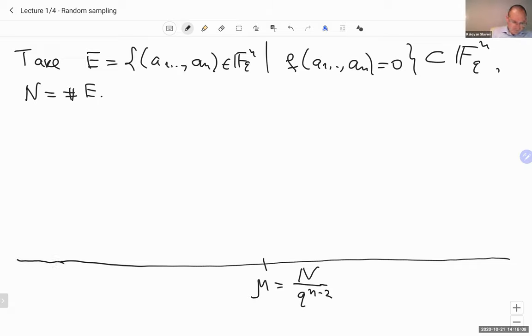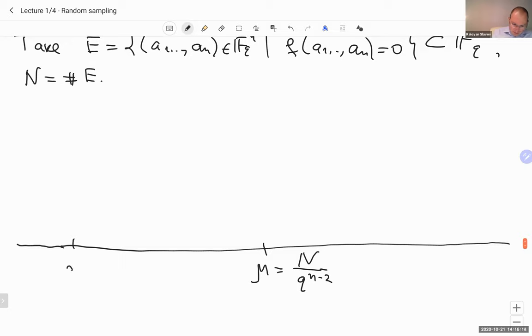Now, this is the mean, and here is this quantity d square over 4. This was the left end point of this interval from the dichotomy lemma. Okay, so now the argument works well when we assume that there is a gap here. So let's assume there is a gap.